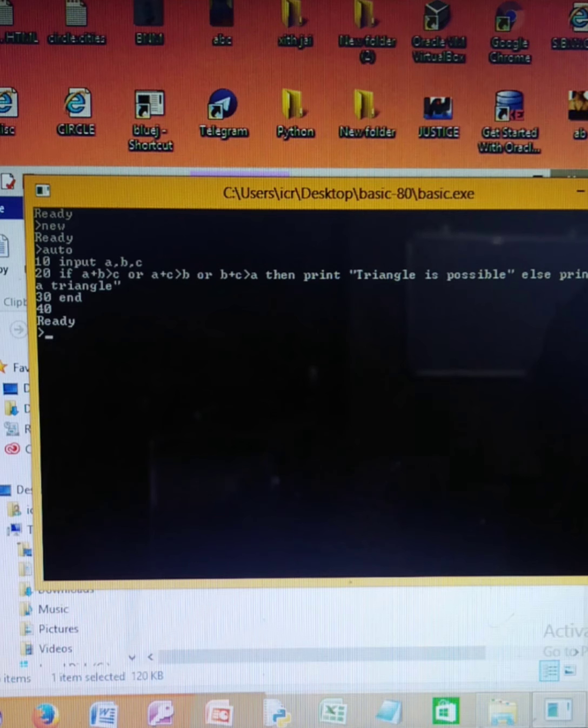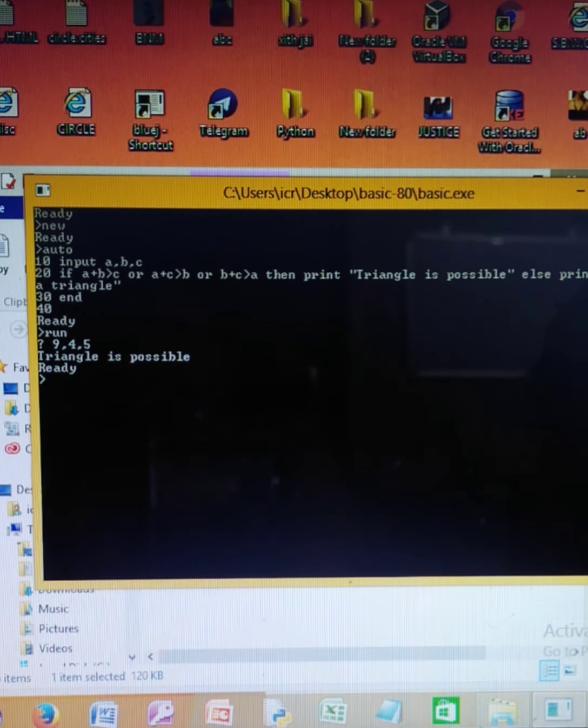So with Control C, we are breaking it, and with RUN, we run it. I am giving here 3 sides, 9, 4 and 5. It's saying triangle is possible. Why? Because 4 and 5, that means B and C if I add, is greater than this 9. And even if we add 9 plus 4, 13 is greater than 5. Again it is true.